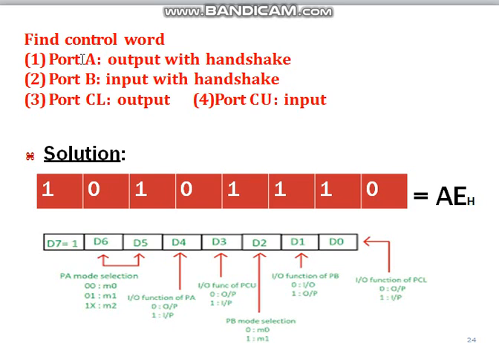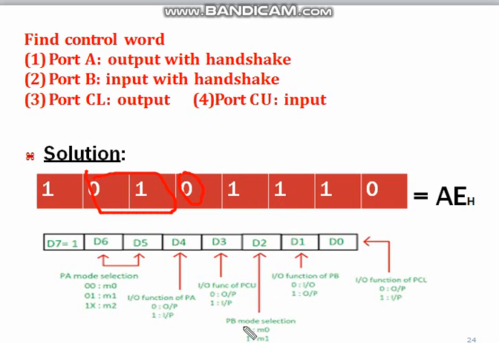Now your port A is taken as output with handshaking. Handshaking means it's mode 1 operation. So here D6 and D5 should be set to 0, 1. Okay, so 0, 1 will be selected. Then here comes your D4. D4 is your port A operation. Port A is an output operation, so this D4 will be set to 0. Then comes your D3. D3 is the input-output function of PC upper. PC upper is an input, so it will be set to 1.